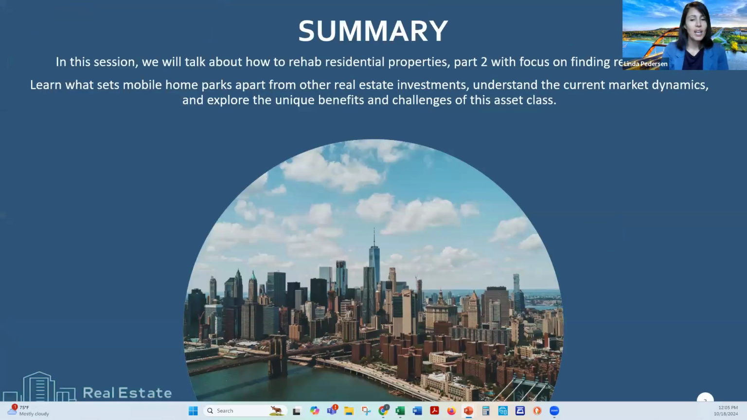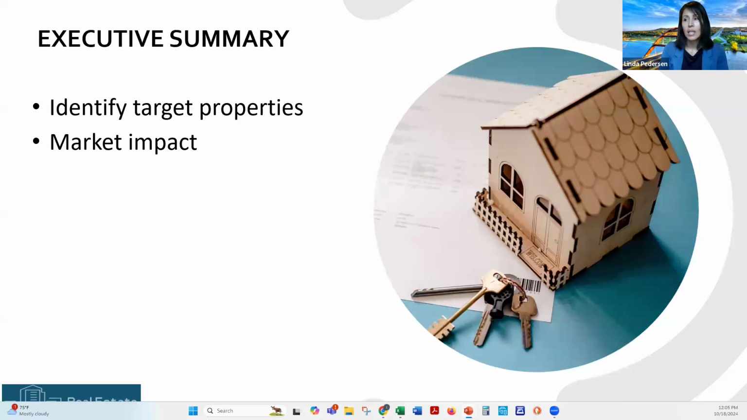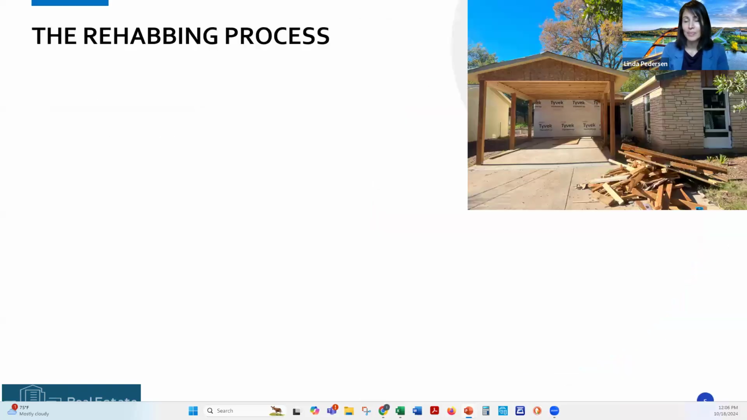So we're going to focus on finding rehabs. At a high level, today we're going to cover identifying your target property, what the market impact is, where to find them, how to reach them, and the Mayo formula, and we're going to make you take an oath when we get to that point.